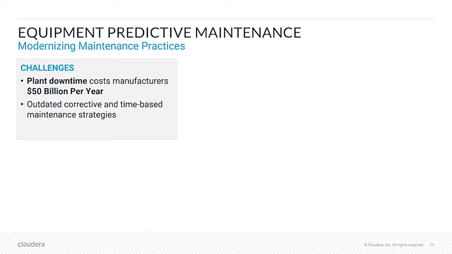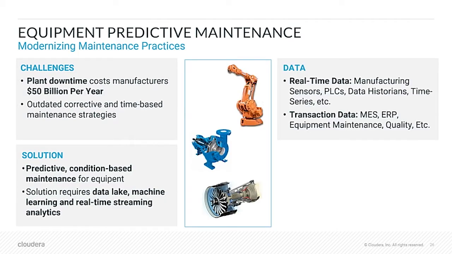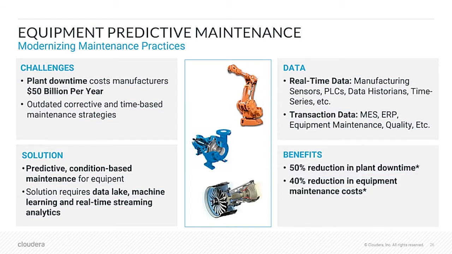Okay, just one last one, equipment predictive maintenance. As I mentioned to you earlier, plant downtime costs manufacturers $50 billion a year.